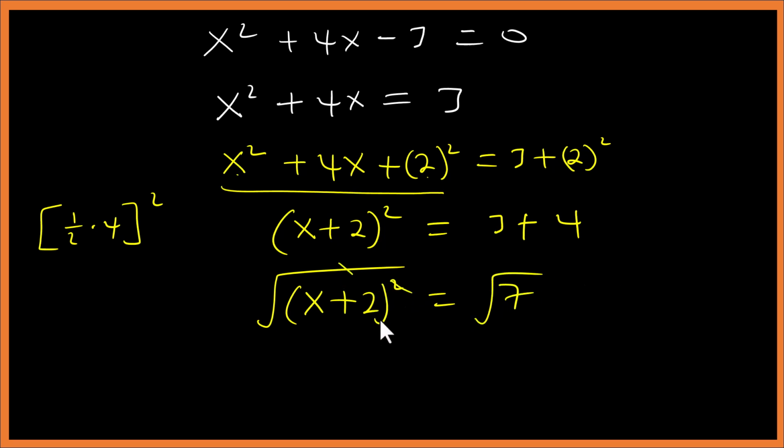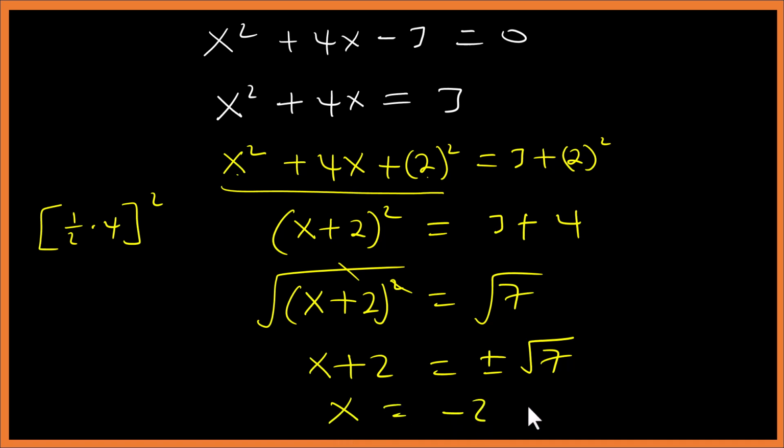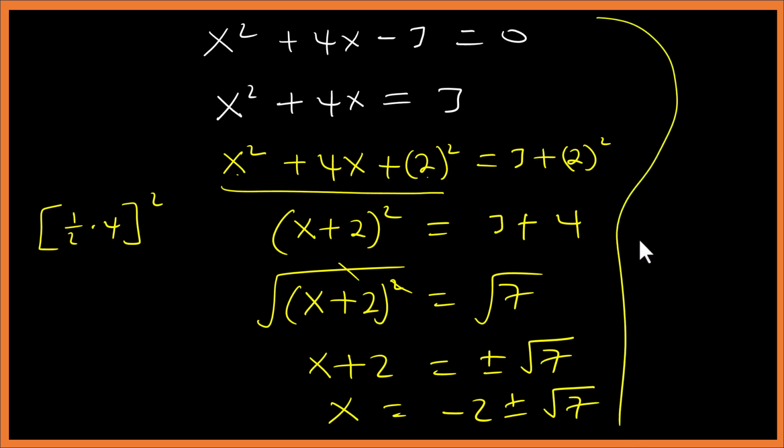So this side will cancel: x plus 2 equals plus or minus the square root of 7. So we have x equals minus 2 plus or minus the square root of 7. So we have x3 as minus 2 plus the square root of 7, and x4 as minus 2 minus the square root of 7, as our answer. Remember, the power was 4, and therefore we were expecting 4 answers. And that's that.